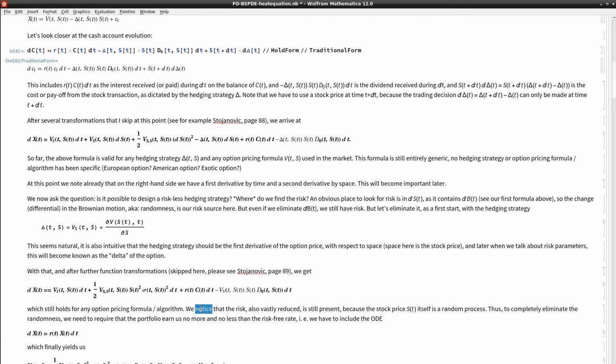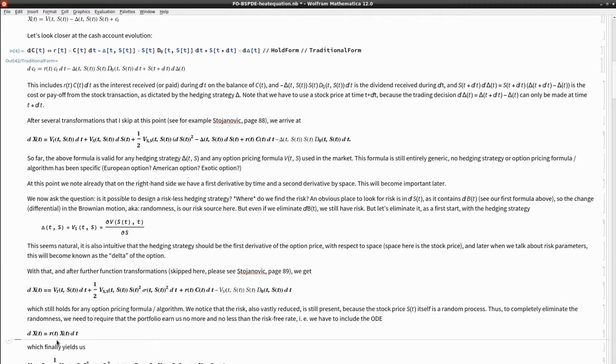So we notice that the risk here is vastly reduced, but it is still present because we still have the stock price. We can see that we don't have any Brownian motion in this anymore. There is no more dB left in this equation, but we still have the stock price itself as a random process. So to completely eliminate the randomness, we need to require that the portfolio earns us no more and no less than the risk-free rate.